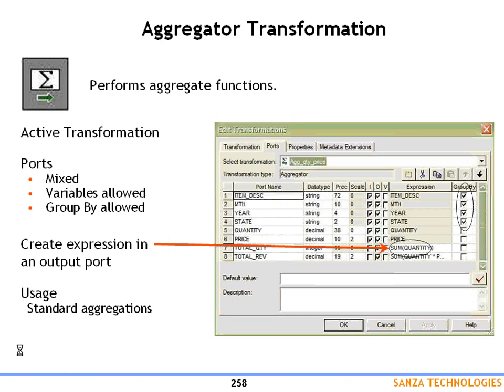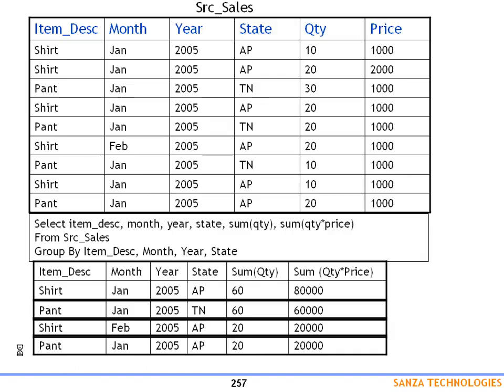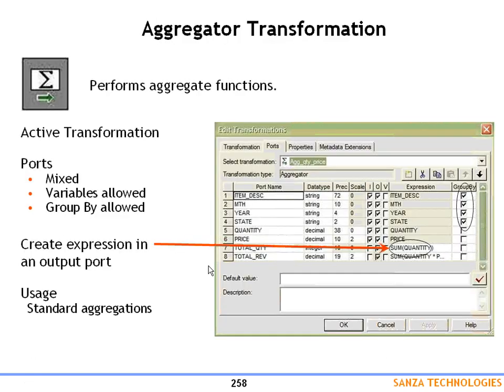And aggregation is done on a complete data set. Like what I have discussed here, to aggregate the data of shirt January 2005, it needs the complete data set. In that, it will find the same combination of records. So when the aggregator aggregates based on the group by ports, it needs to do the aggregation. For that purpose, in Informatica, we use a group by port.